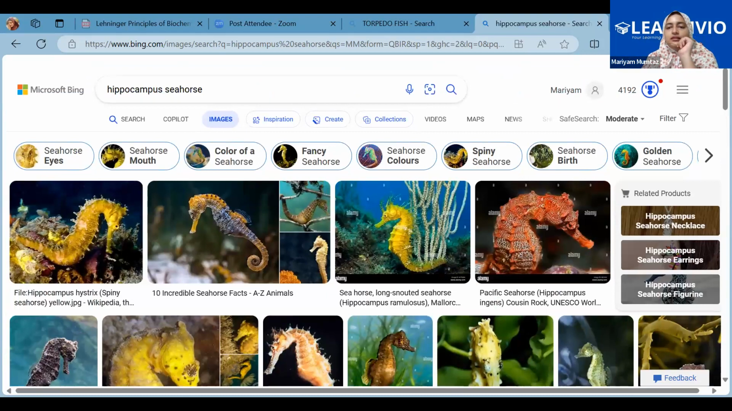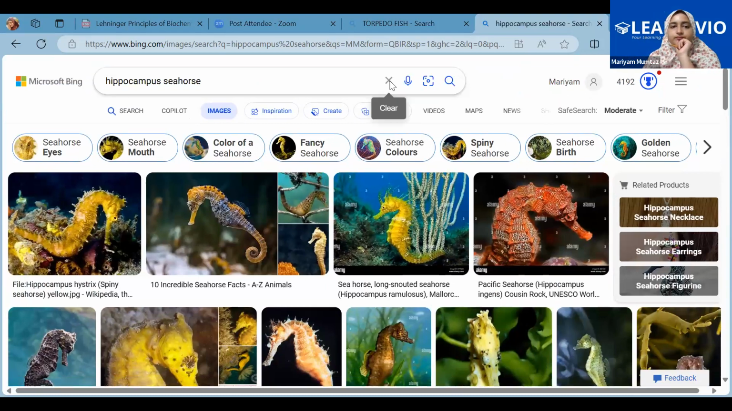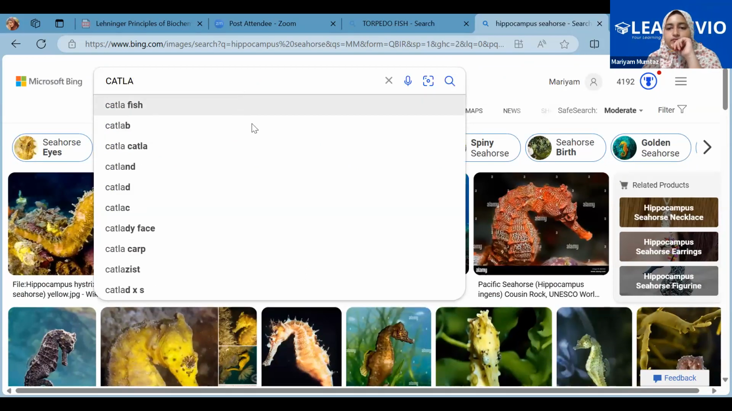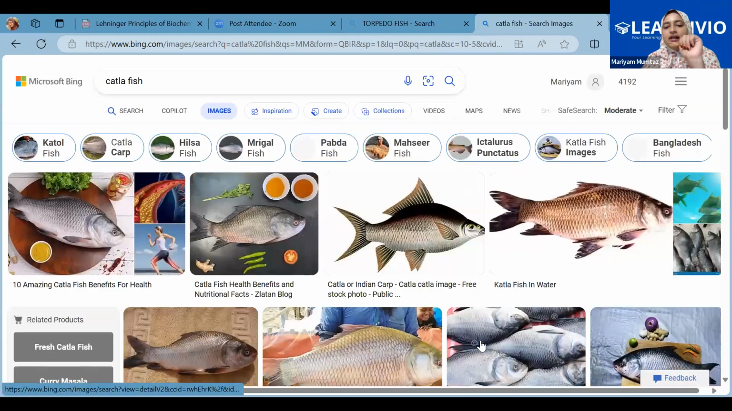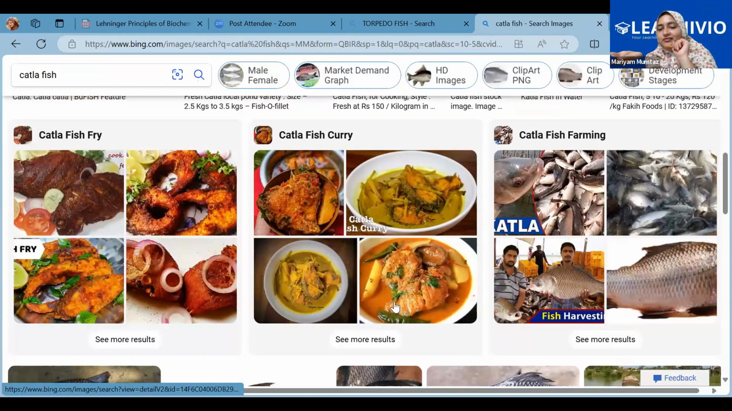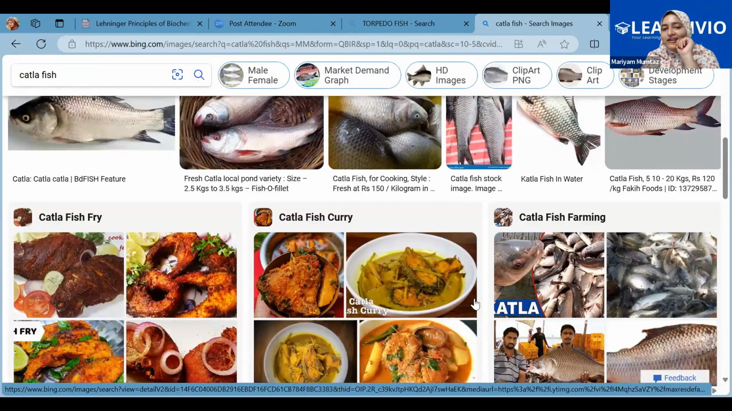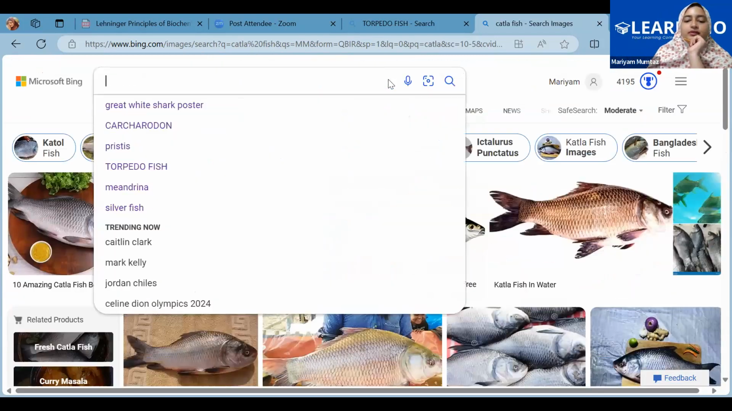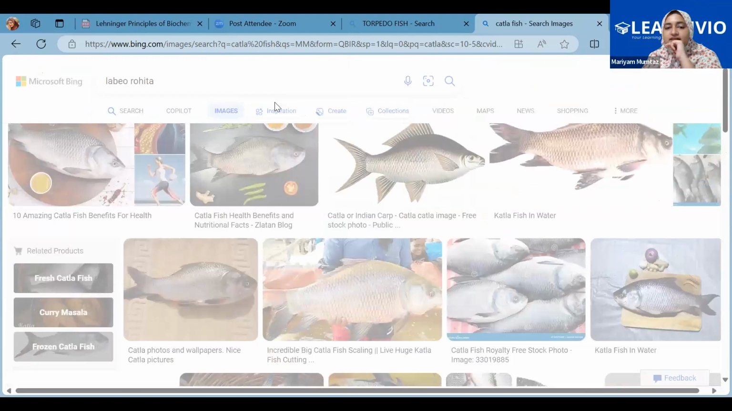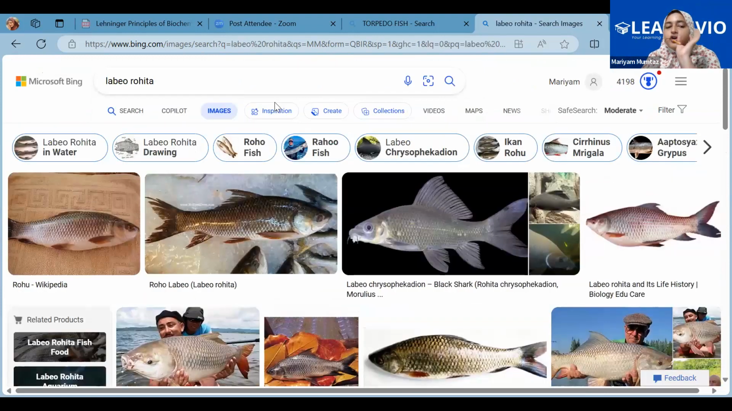Then what else we had? Catla. This is the Catla fish. I think this is also consumed. Yeah, see, we have dishes also. They've shown you Catla fish dishes also. So whichever you want to remember, you can remember. Then we have Labeo rohita. This is your rohu fish. This is the one that is most commonly consumed in India. Okay, Labeo rohita.